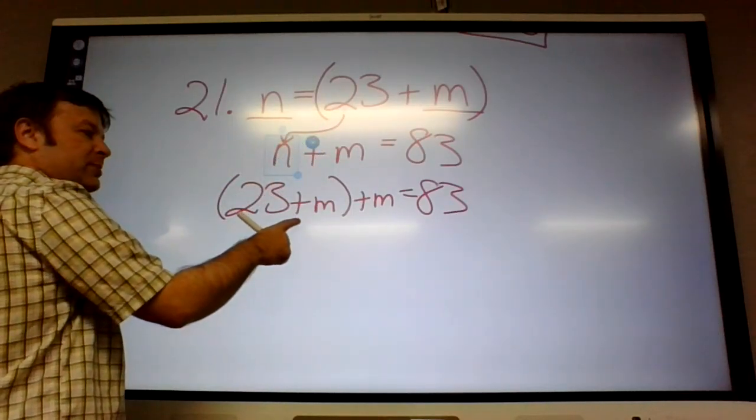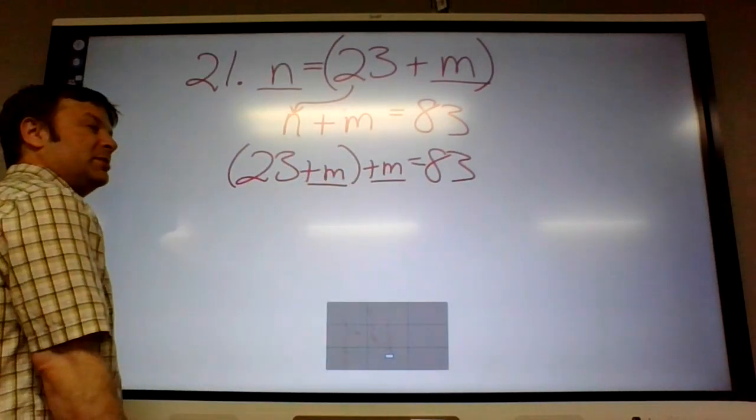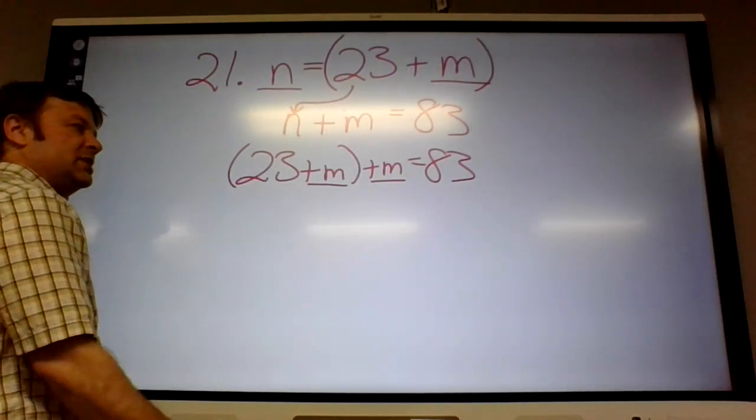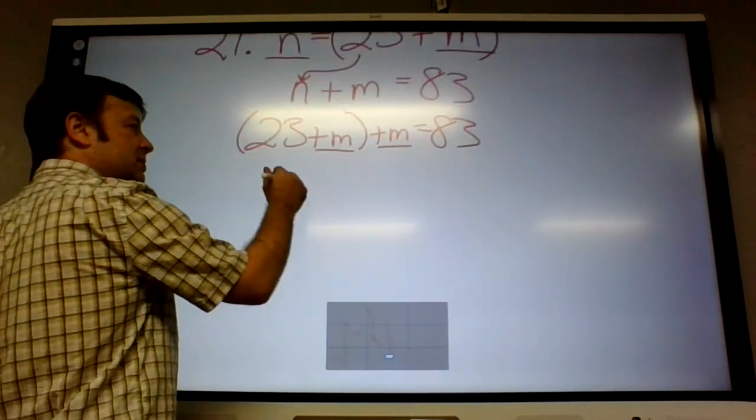Now, how does that help me? It makes it solvable. You got a one variable equation, which is solvable. m plus m is 2m.